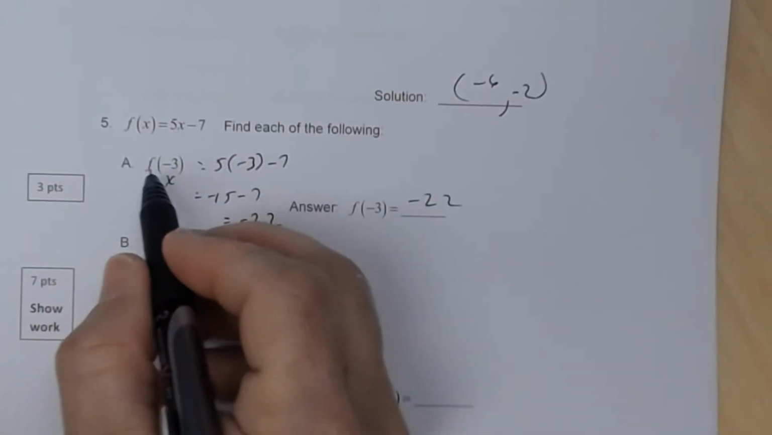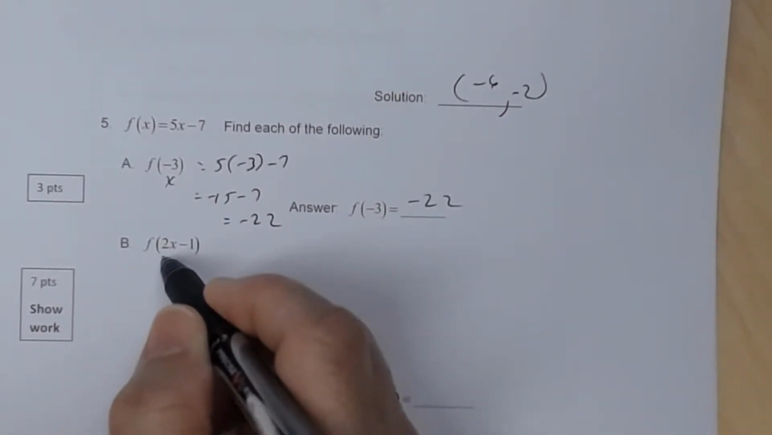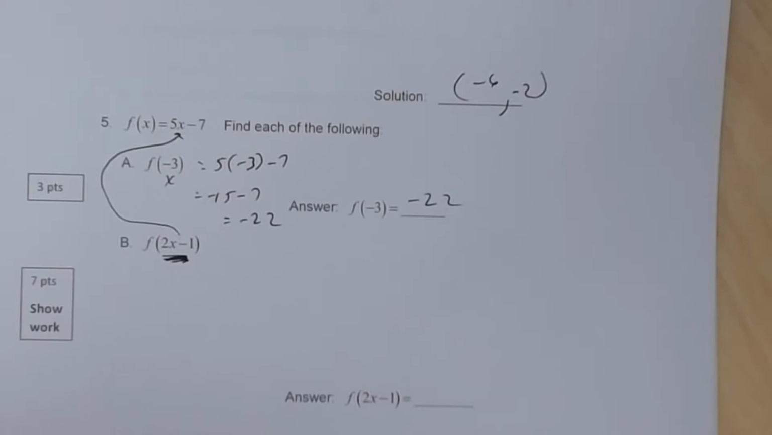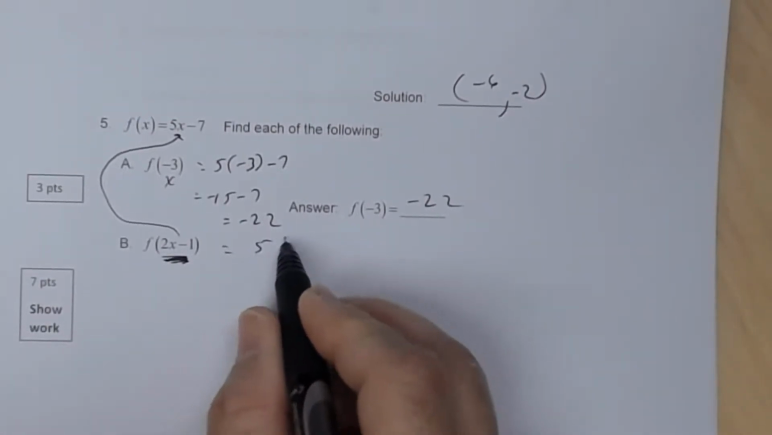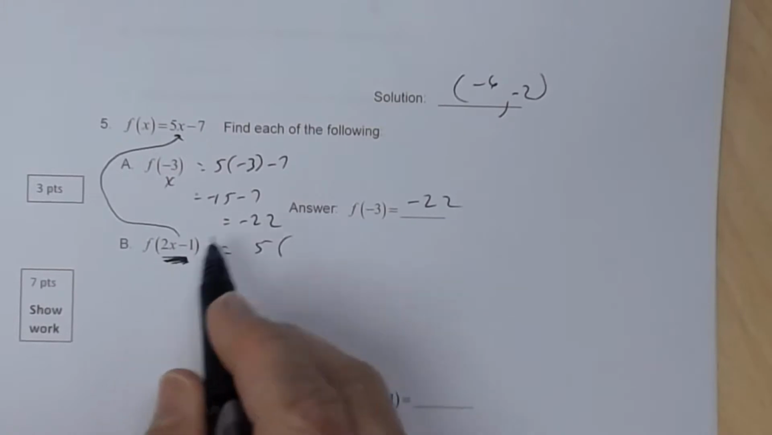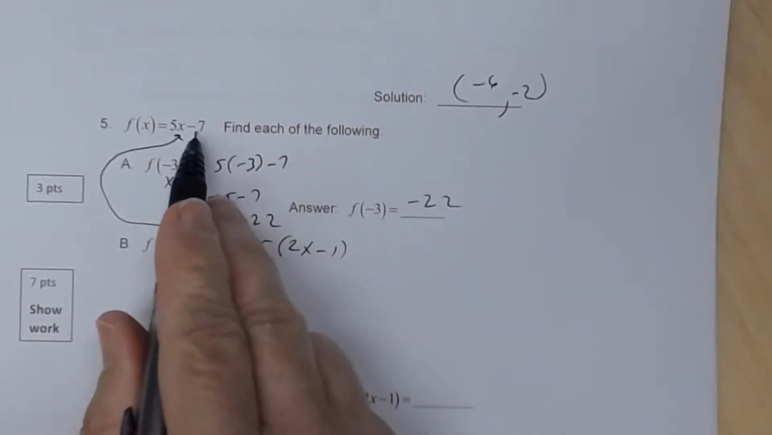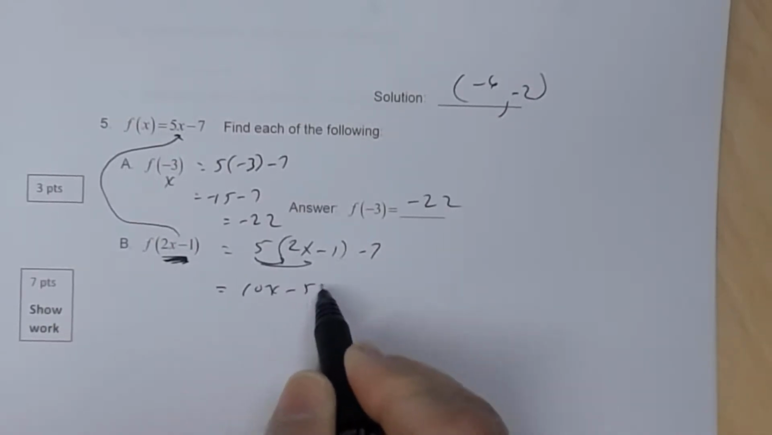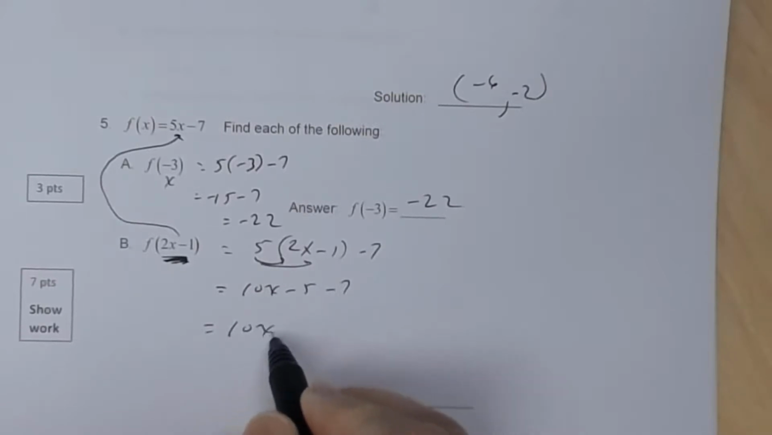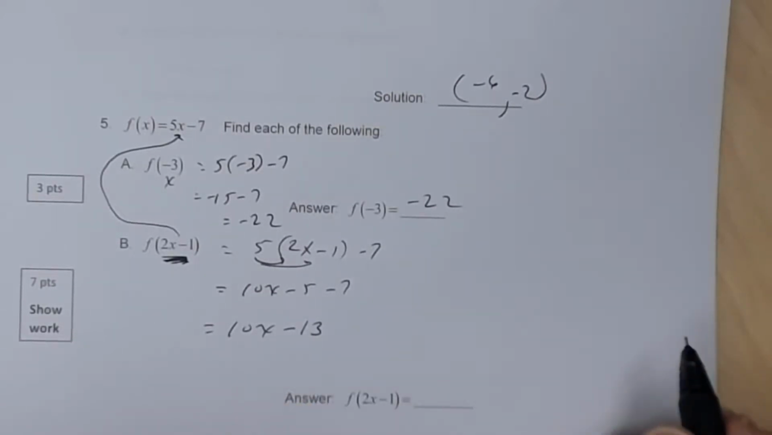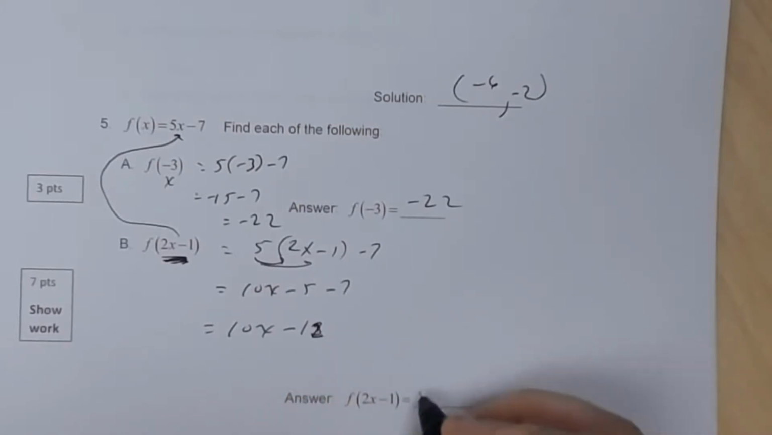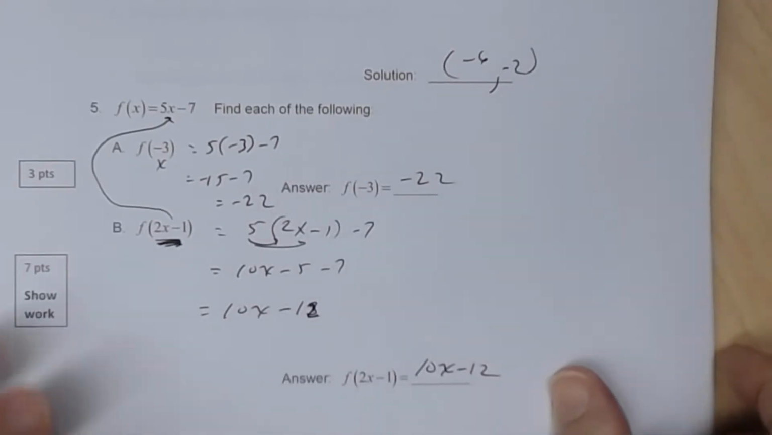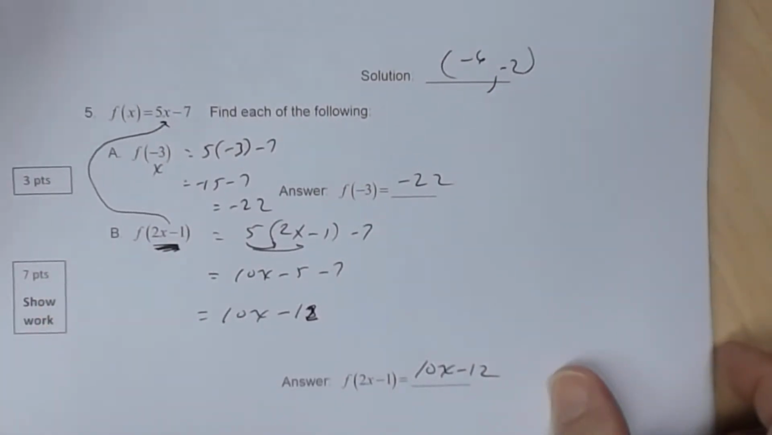So just like we did with part A, where we see the variable x, I want to substitute 2x minus 1. So again, wherever you see the variable x, that's what you're substituting. So I'm going to get 5 times the variable x, which I'm substituting 2x minus 1, and then I'm subtracting 7. So I'm going to distribute the 5, and so I get 10x minus 5 minus 7. So it becomes 10x minus 13. Oops, sorry, 12. So 10x minus 12. All right, so that's your answer. So f of 2x minus 1 is 10x minus 12.